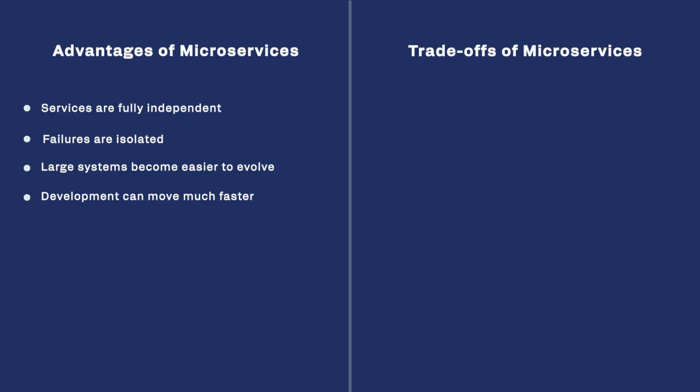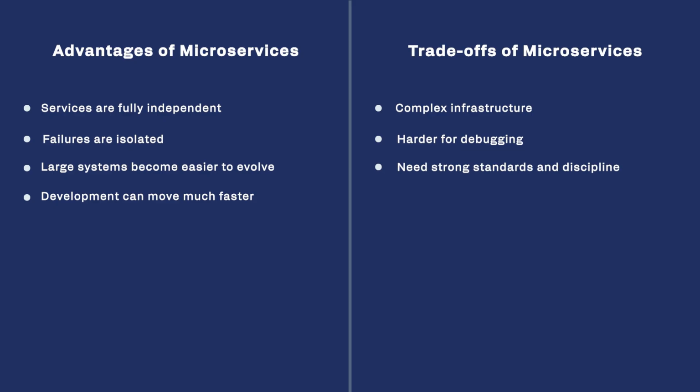Now, the trade-offs of microservices. Microservices are powerful, but they come with real costs. Infrastructure becomes much more complex with orchestration, monitoring, and logging. Debugging is harder because logs and failures are distributed across services. Teams need strong standards and discipline, or the system quickly becomes chaotic. With many services, ownership and coordination between teams can become challenging.